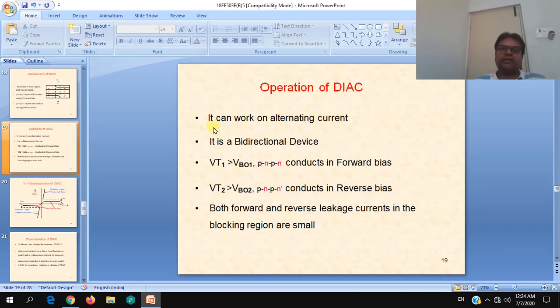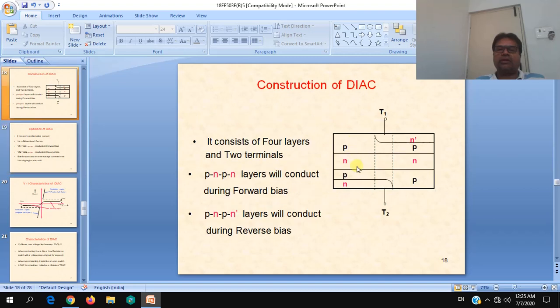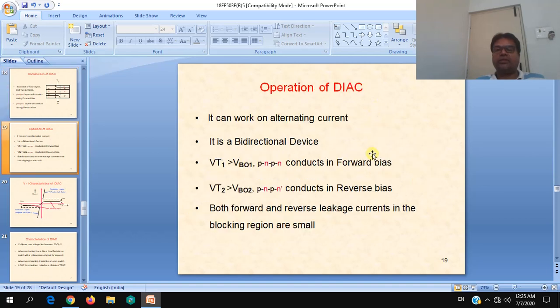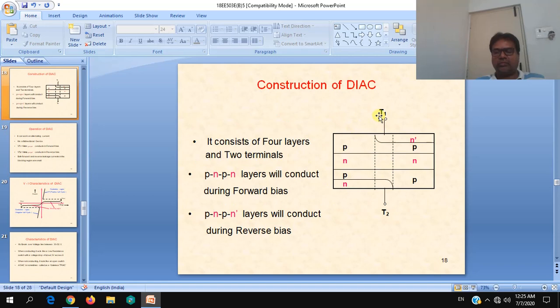It is a bidirectional device. It can work on alternating current. When VT1 is greater than VBO1, the PN junction conducts in forward bias. What is VBO1? VT1 is the voltage applied between T1 and T2. When the positive voltage between T1 and T2 is more than the VBO1, in this forward direction, this N is the base for the NPN transistor.